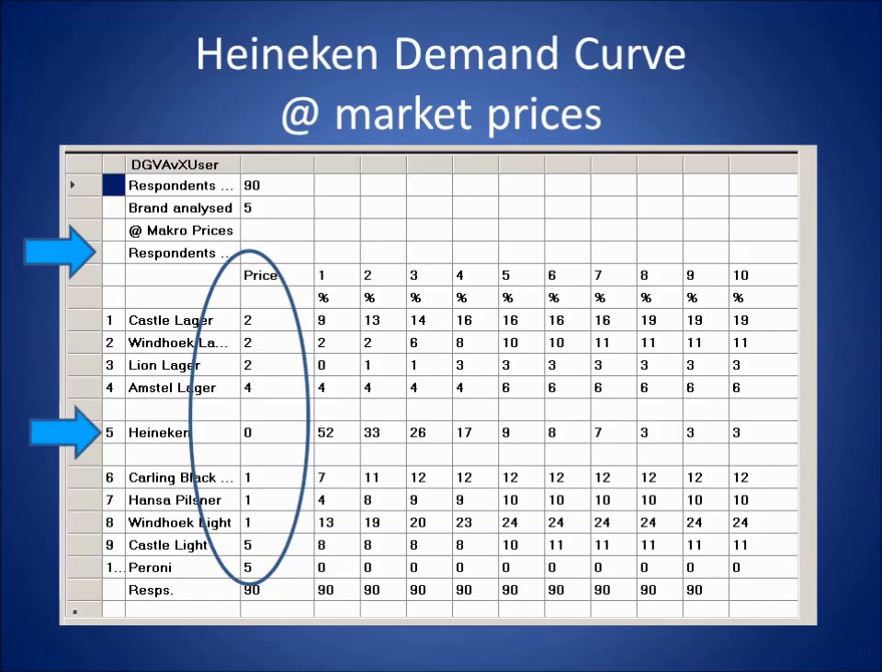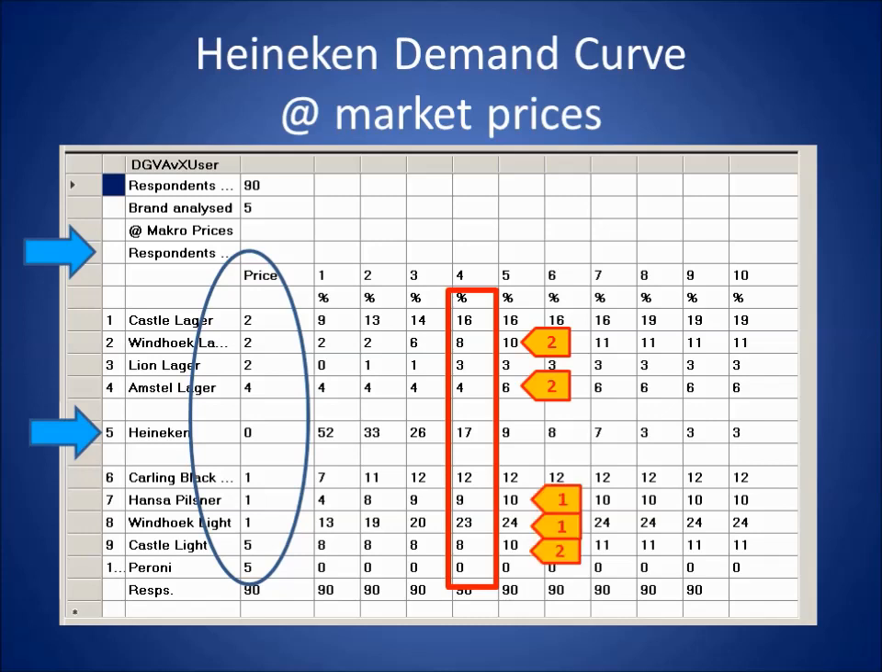If Heineken starts off with price level 1, it'll have 52% of the respondents. And then as it increases its price, it loses respondents, bearing in mind that we are now working with the prices as they are at macro. So Heineken we know is at price level 4, at which stage it should have about 17% of the respondents. If it now increases its price to price level 5, you'll see that 2% will go to Windhoek Lager, 2% will go to Amstel Lager, 1 will go to Hansa, 1 will go to Windhoek Light, and 2 will go to Castle Light.